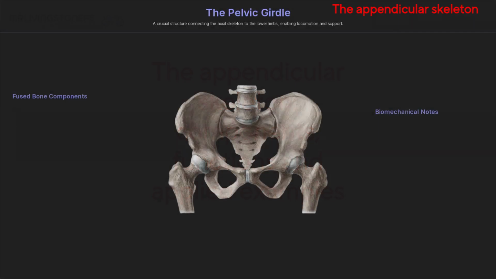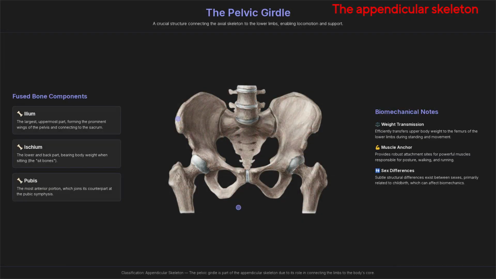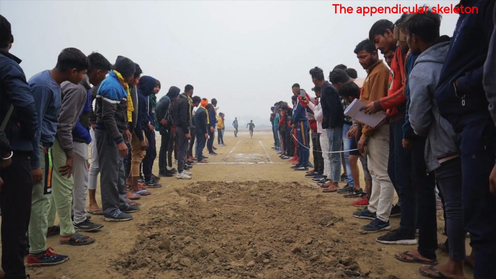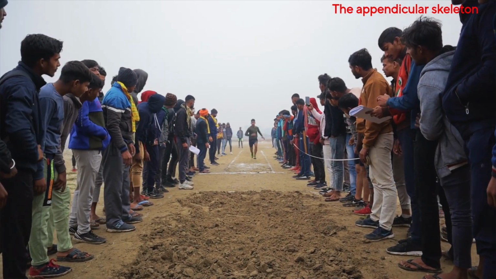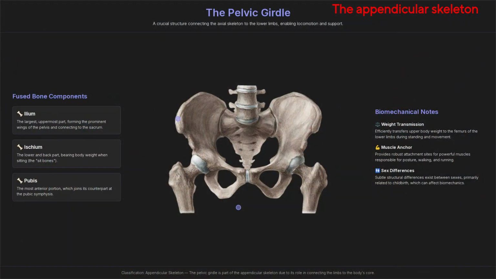The pelvic girdle, formed by fused ilium, ischium, and pubis bones, transmits body weight between the axial skeleton and lower limbs while providing robust attachment sites for powerful locomotor muscles like the gluteals and hamstrings. Sex differences can sometimes affect biomechanical function, despite being classified as appendicular due to its limb connecting role.